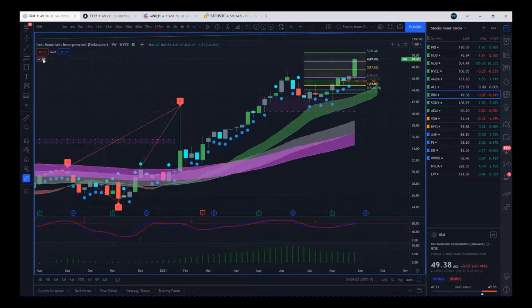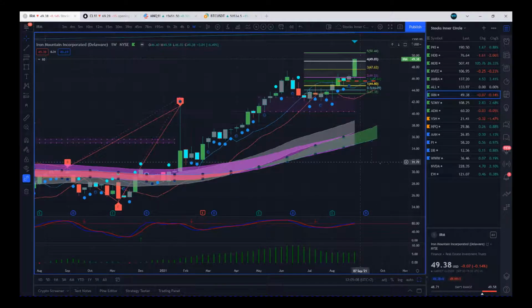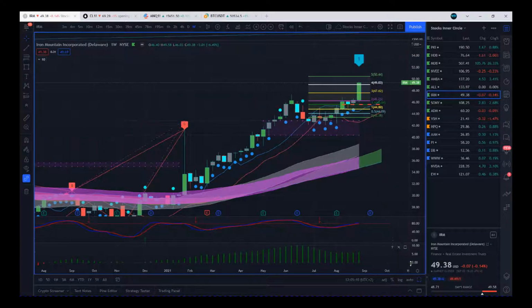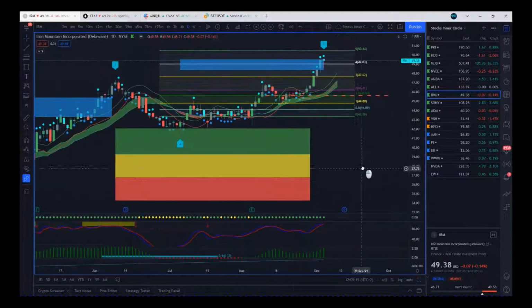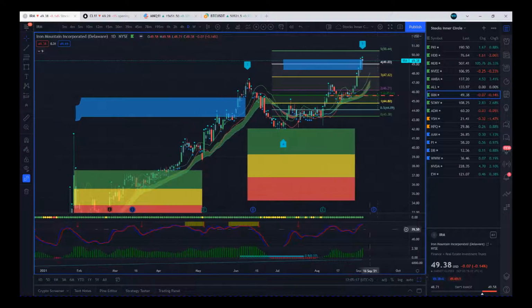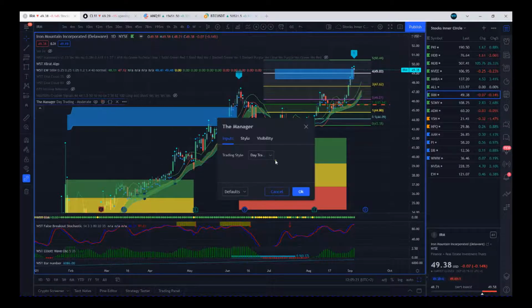And then finally, IRM. I'm going to put this back on swing trading for a second, on the manager. So this is a bit of a monster trade here. We're on the daily. So this is where we are on the daily right now. Again, I'm just going to put this back on the swing trading for now, and then talk through the trade.